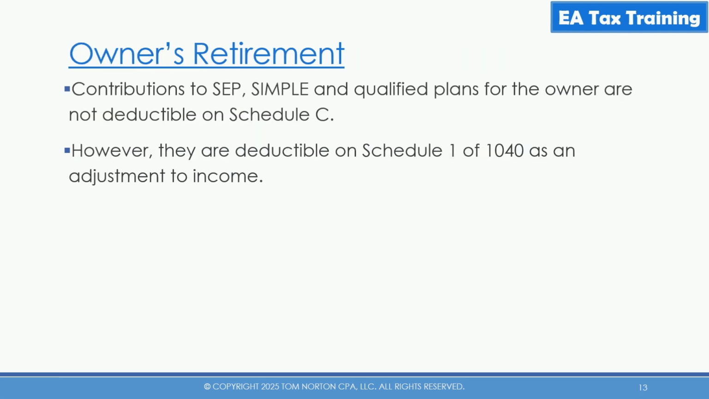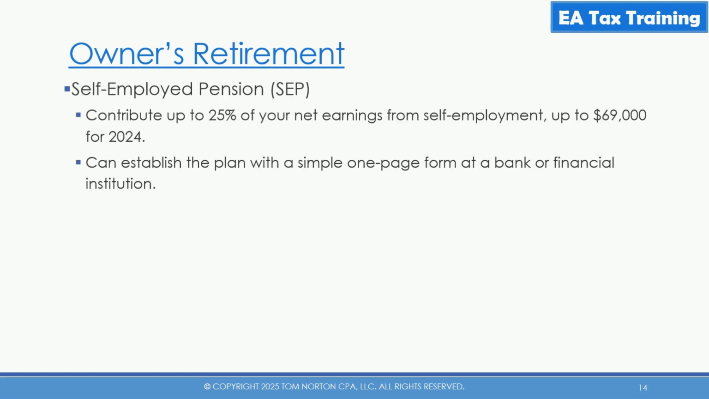Owner's retirement contributions to SEP, SIMPLE, and qualified plans for the owner, again, are not deductible on Schedule C, but they are allowed as an adjustment on Schedule 1 of the Form 1040. The SEP, the self-employed pension: the owner can contribute up to 25% of their net earnings from self-employment up to a maximum of $69,000 for 2024.